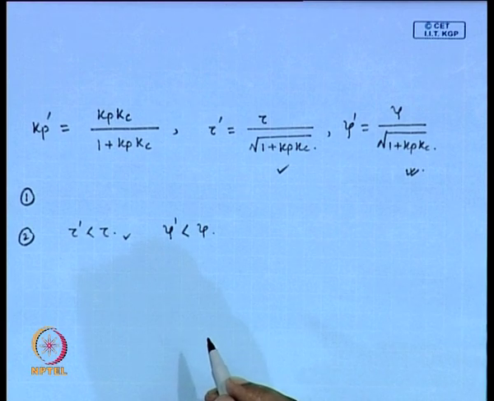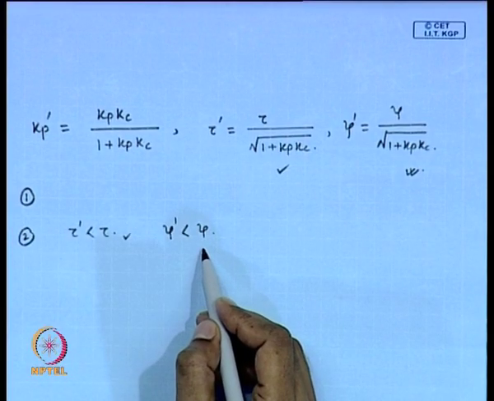That means, under P only control we may obtain oscillatory response. I mean, the overdamped system may change to underdamped system under P only control. Fine. Okay, thank you.